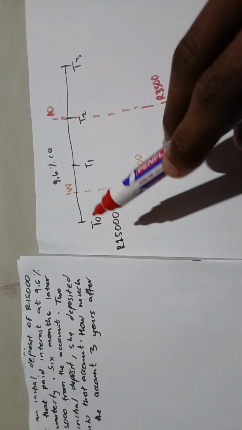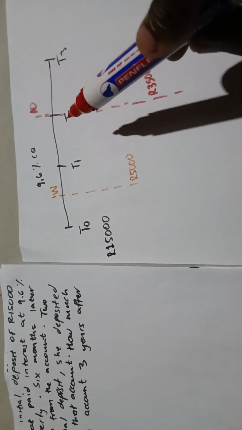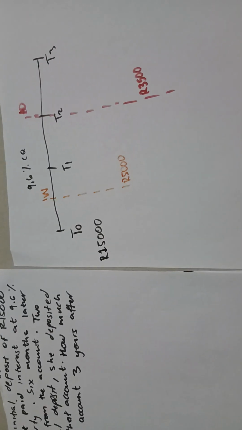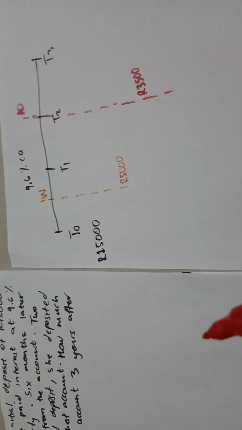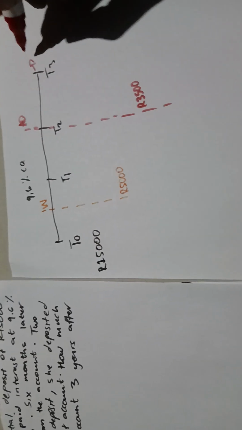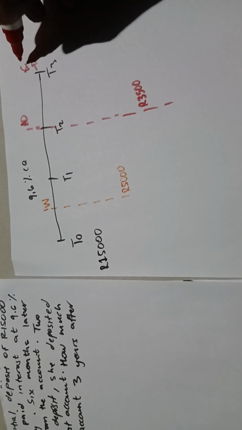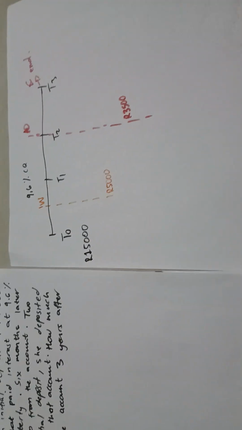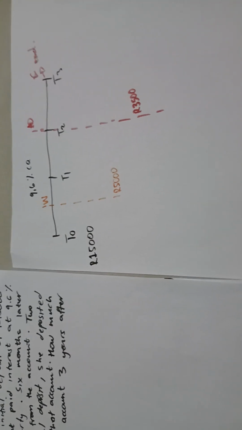So, 2 years after the initial deposit, which is 1, 2, she deposited 3,500 into the account. Now we need to get how much money she will have at the end of this financial period. The timeline makes this very easy and simple.